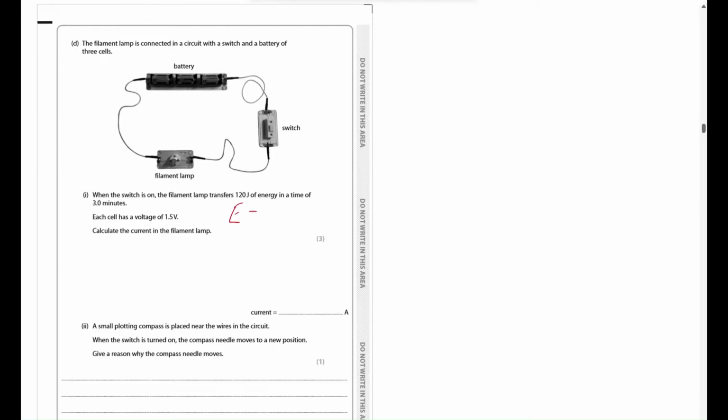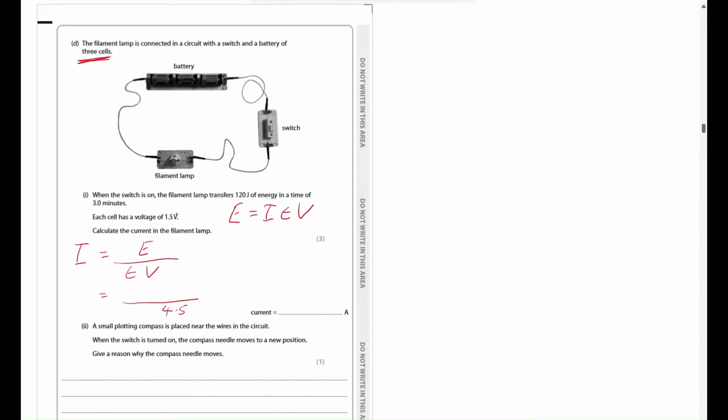Okay, so here we have energy equals current times voltage times time. We know we're looking for the current, so we're looking for energy divided by time times voltage. A few tricks here. There are 3 cells. Okay, so the voltage isn't 1.5. You need to multiply that by 3 to get 4.5.